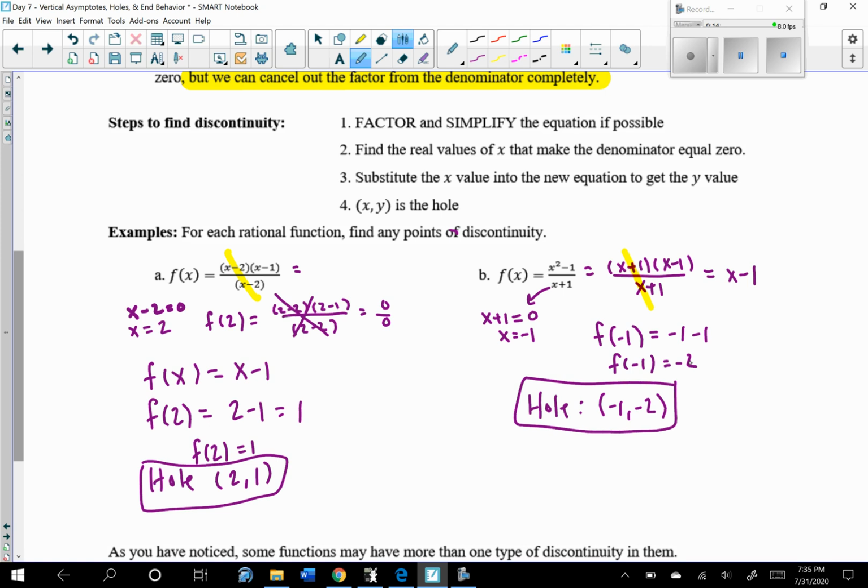If instead it gives me an error because you have 1 over 0 or some number over 0, you know that it's going to be a vertical asymptote. So we're going to do some examples of that.